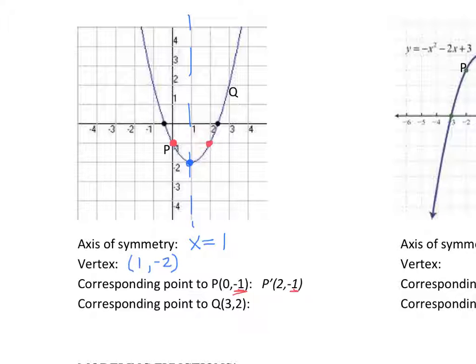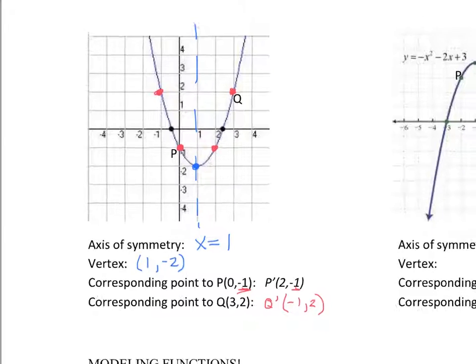So for Q is 3, 2. What is Q's corresponding point? If we count across, 1, 2, 1, 2. So write that as Q apostrophe -1, 2. And you see again, the y's are the same, but the x's changed. Any questions on that?